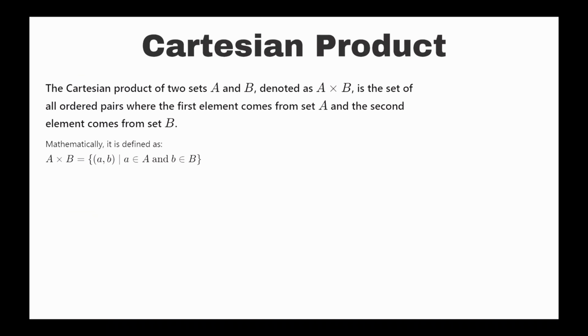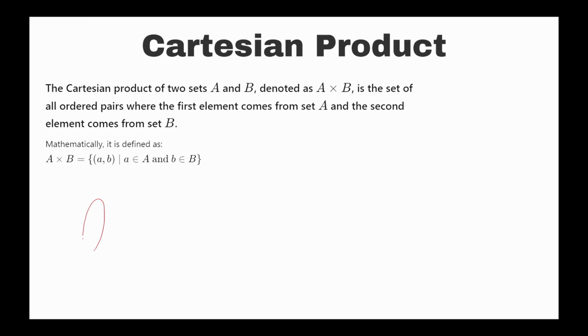So now talking about Cartesian product. What do we mean by Cartesian product? First of all, we represent it by A cross B. This means that every element of A has been mapped to each and every element of B. Let me explain it to you with the help of a Venn diagram.